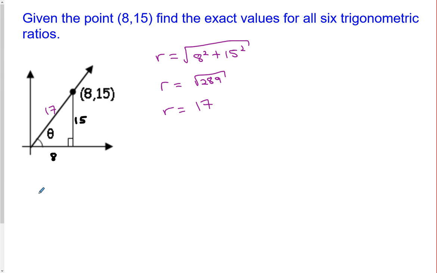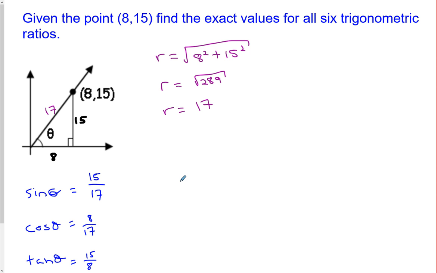So now let's do sine, cosine, tan. Sine theta, cos theta, tan theta. Well, sine theta is opposite, it's 15 over hypotenuse, that's 17. Cos theta is adjacent, that's 8 over hypotenuse, that's 17. Tan theta is opposite over adjacent.